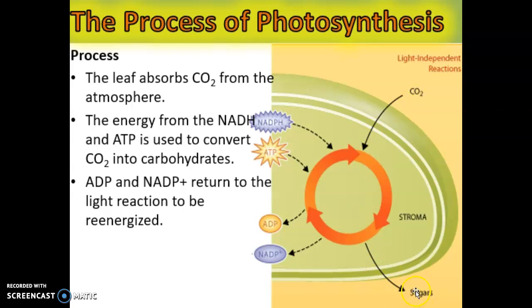Now, ADP and NADPH have no more energy left. These are like your dead batteries. But like I mentioned before, when you have a dead battery, think of the battery in your iPhone, you don't just throw it away every time your battery gets to 0% charge. You simply plug it back into the wall and recharge it. Here, these two dead batteries, ADP and NADPH, simply return to the light reaction to get re-energized with sunlight, converted back into ATP and NADPH.